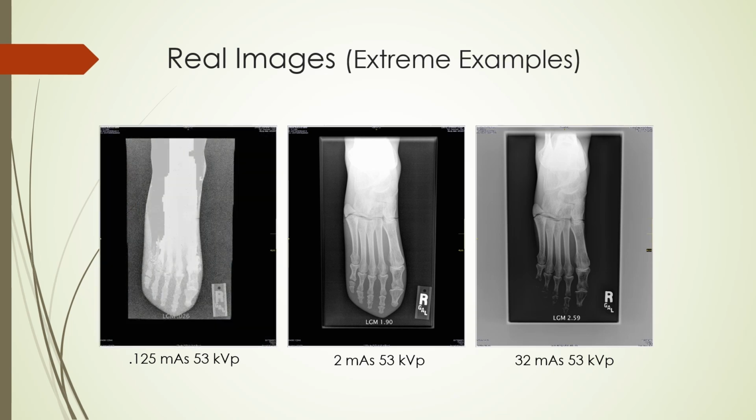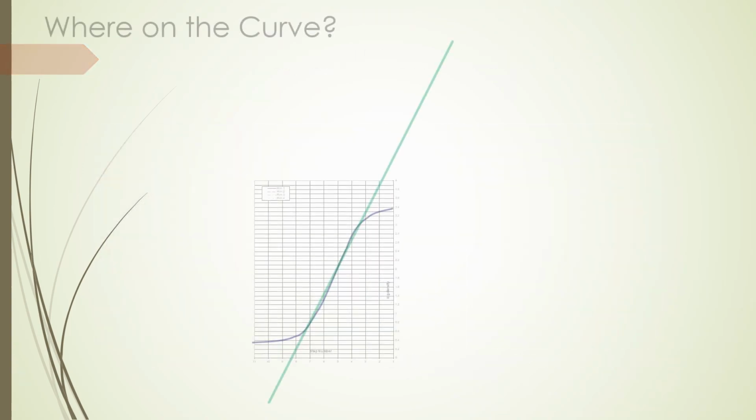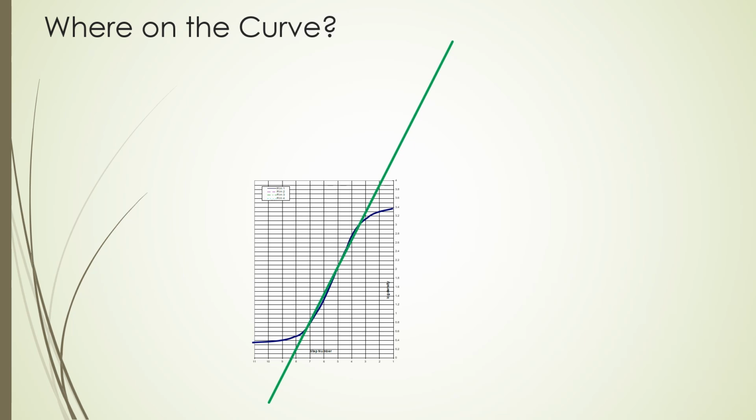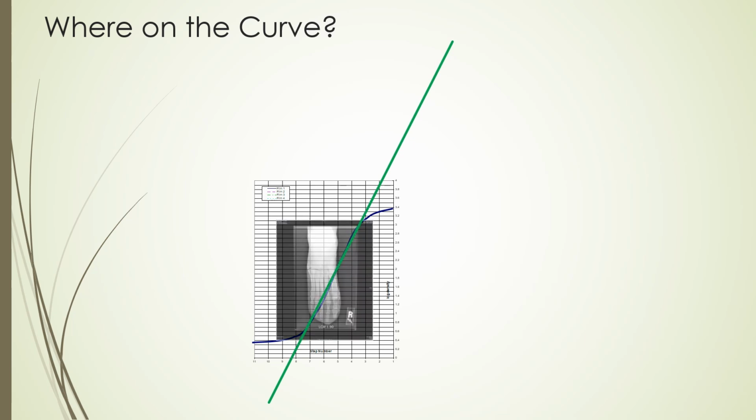This exposure has been decreased to the point where quantum mottle is apparent regardless of your monitor's resolution and image enhancement abilities. Note that this exposure uses 8 times less radiation than the reference exposure. When we overlay these images onto the hypothetical H&D curve, the reason for their appearance becomes obvious. The middle image is again set to the sweet spot of the exposure line and acts as a reference exposure for the other 2.